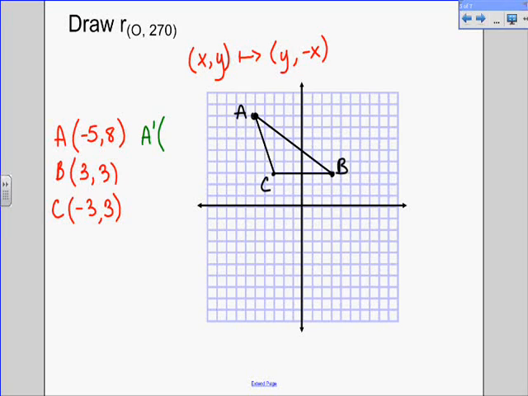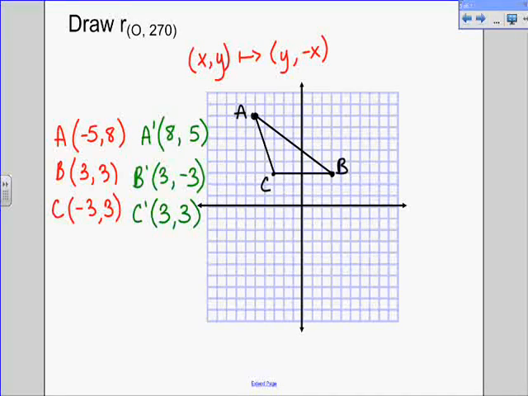So my X and my Y should switch places. So I should have 8 becomes my new X, and then I have a negative 5, so that actually becomes a positive 5. My value B prime, I have 3 and then a negative 3 because the X becomes negative. And then C prime is 3, and this becomes a positive 3 because I have a double negative again.